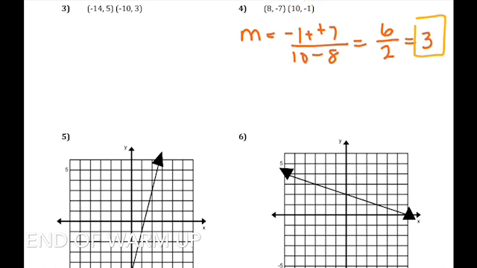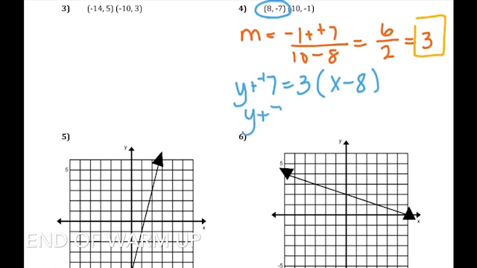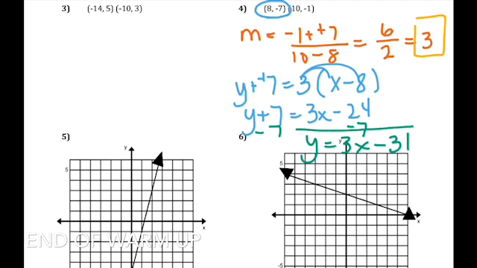Again, it does not matter which one. This time I'll just pick the first one. No particular reason why. That's just the one I'm going to pick. So y minus -7 is equal to 3, that's my slope, times x minus 8. So I'm just using the point-slope formula, putting in the numbers. So I'm going to have y plus 7 is equal to 3 times x, and then 3 times -8. My final step is just going to be to subtract the 7 so that my y will be by itself. So I'll have y is equal to 3x minus, and then -24 minus 7 is -31. And so that's my equation for the line that goes through the 2 points listed in number 4.